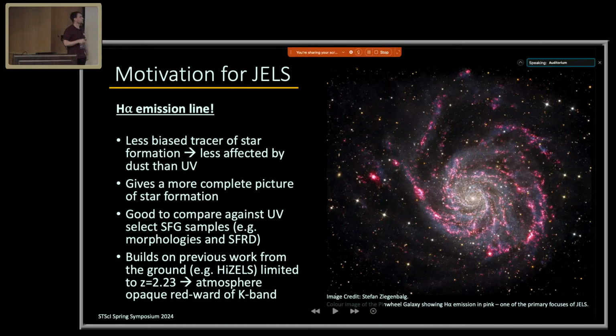One of the things we also want to do is compare our sample selections using the H-alpha emission line to other star-forming galaxy samples, such as those based on UV studies, like Lyman break selected galaxies, and also build upon the previous work done on the ground, so HiZELS, which was also led by Edinburgh back in the early 2010s, but this was only limited to cosmic noon, about redshift 2, due to the opacity of the atmosphere redward of the K-band.